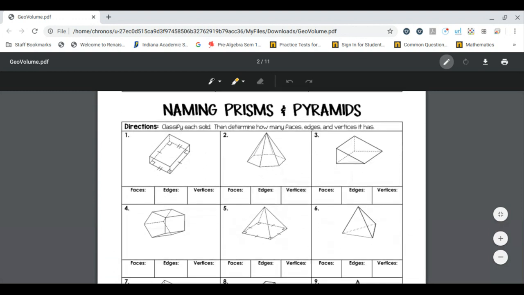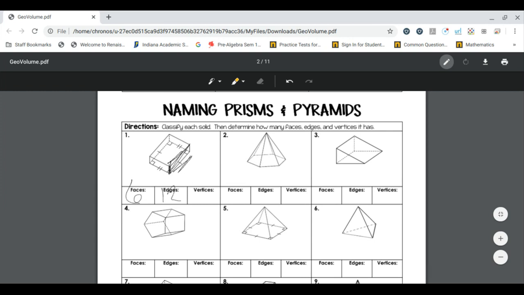Now, I want to do number 1 with you because it is a rectangular prism. You're going to call it a rectangular prism, and then it has faces. Faces are the sides of it. If you look at this rectangular prism, there are 6 faces. Edges is where two faces meet on a line. So we're looking right here, right here, down here. In a rectangular prism, there would be 12.